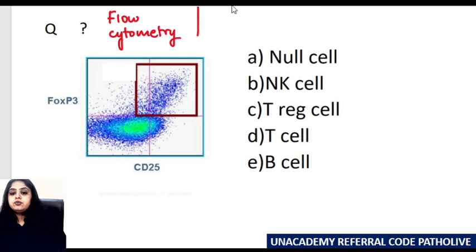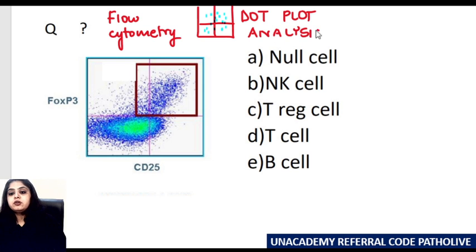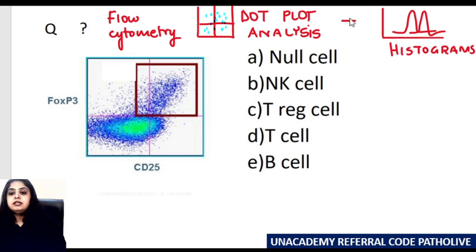I'll draw out two graphs that they give. This is one type of graph where the cells will all be marked in the form of these dots. So this type of analysis is known as dot plot analysis. This kind of analysis, where all the cells are given in the form of single dots, is said to be dot plot analysis. On the other hand, sometimes they'll also give you graphs like this for flow cytometry. These are known as histograms. So can both kinds of tracings come for flow cytometry? Yes, in fact, this was the question that came last year in 2021. So I think we should be knowing about it.